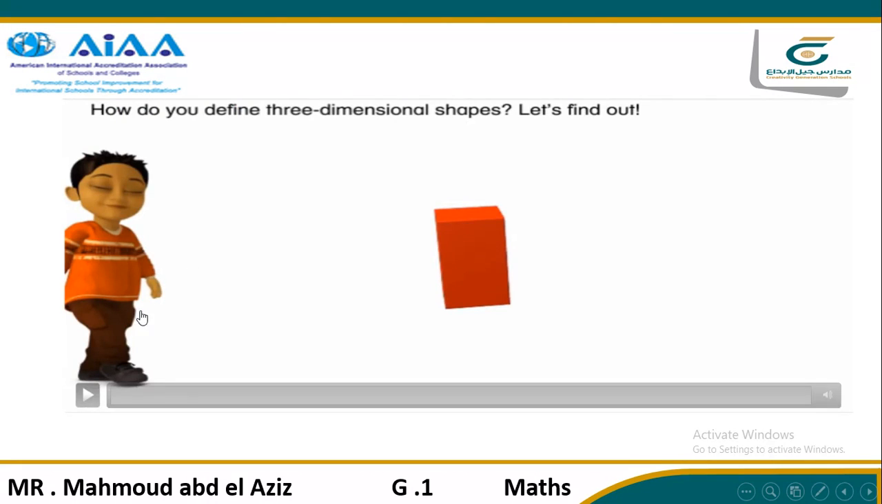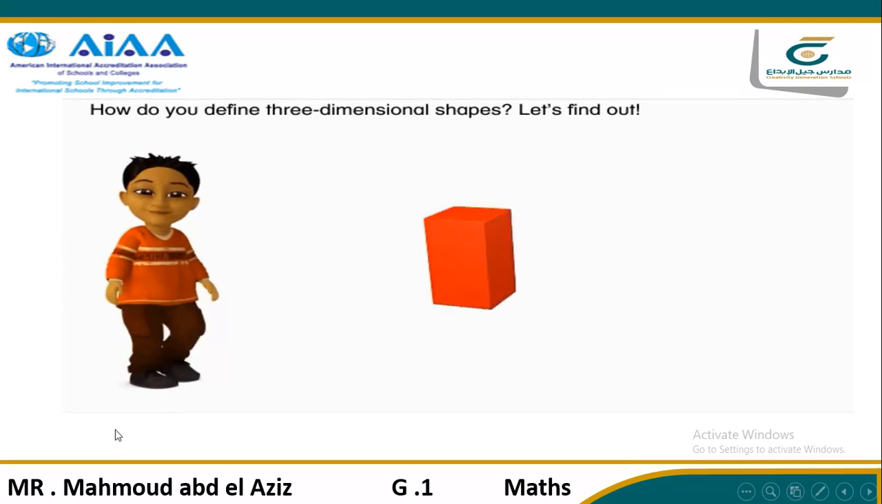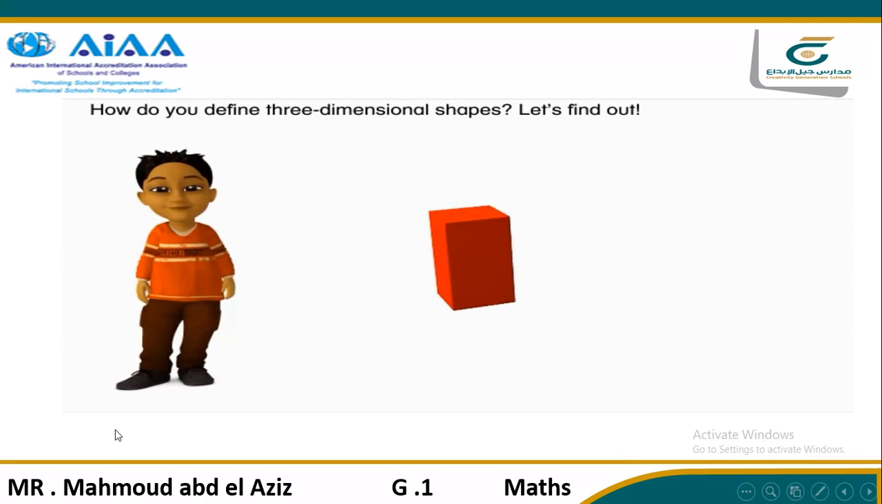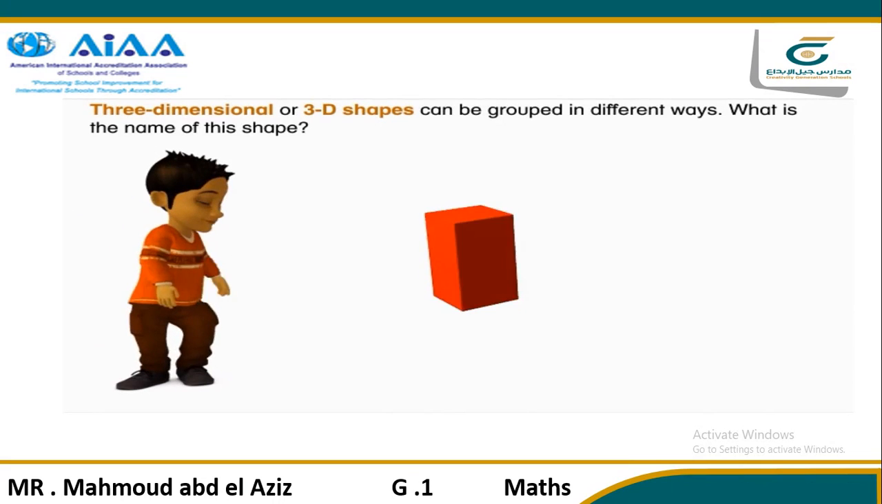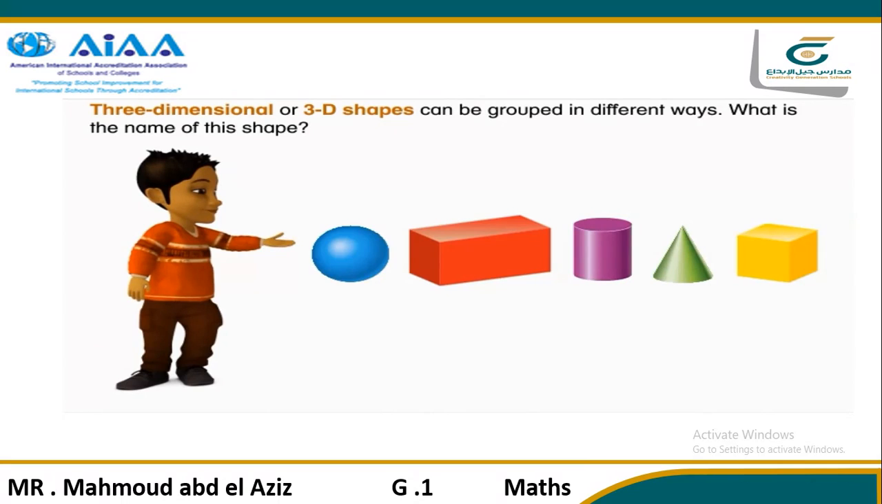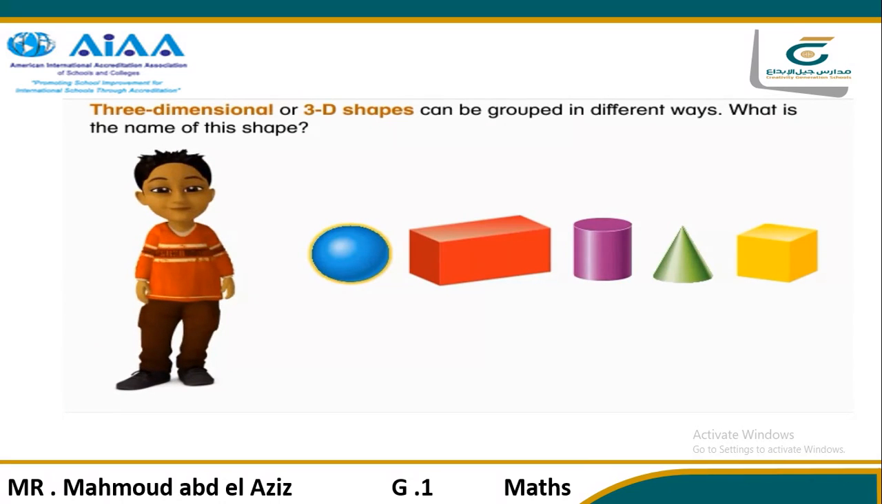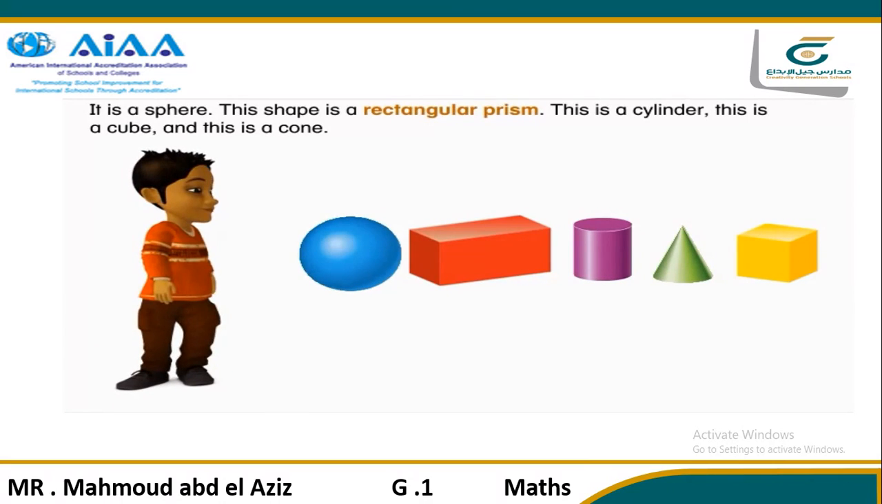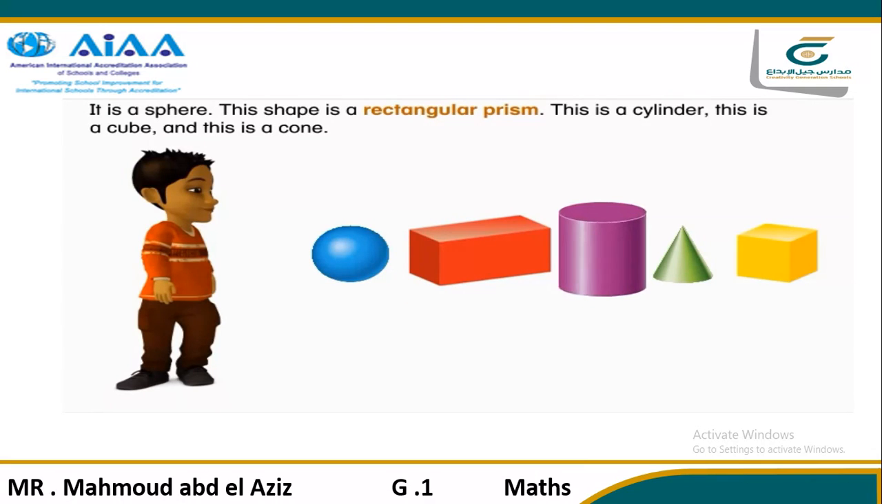There's another video here. How do you define three-dimensional shapes? Let's find out. Three-dimensional or 3D shapes can be grouped in different ways. What is the name of this shape? It is a sphere. This shape is a rectangular prism. This is a cylinder. This is a cube. And this is a cone.